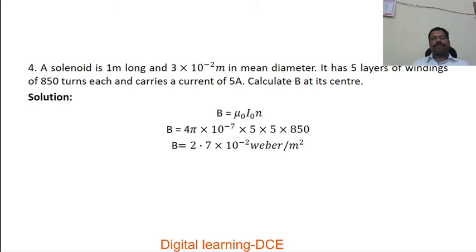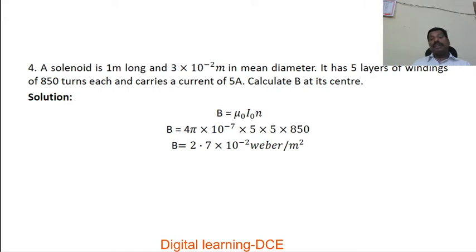Next problem. A solenoid is 1 meter long and 3 into 10 power minus 2 meter in mean diameter. It has 5 layers of windings, each layer having 850 turns, and carries a current of 5 ampere. Calculate B at its center.